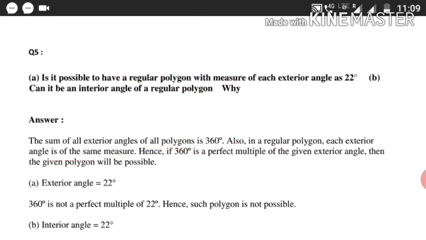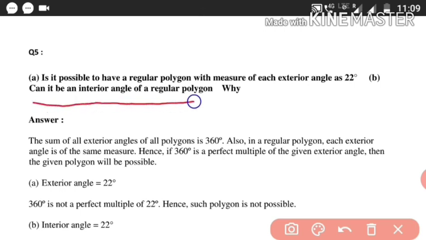Here is part B of the question. Can 22 degrees be an interior angle of a regular polygon? Now, 22 cannot be an exterior angle, isn't it? So we got the answer here. It is not perfectly divisible into 360, so it is not possible. But if it is an interior angle, is it possible or not? How will we find out now?